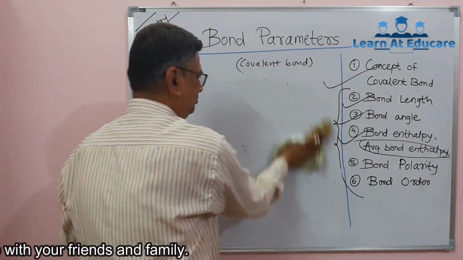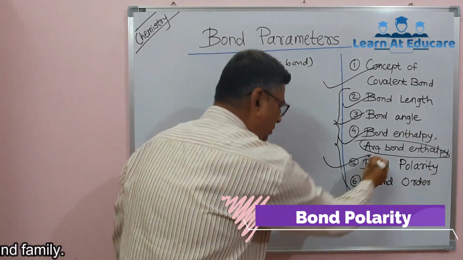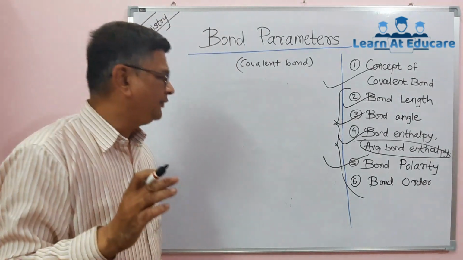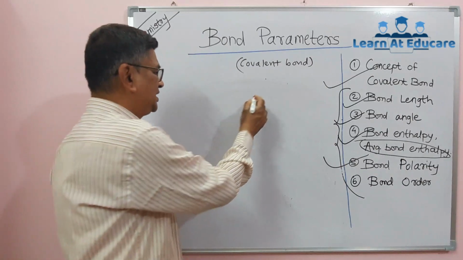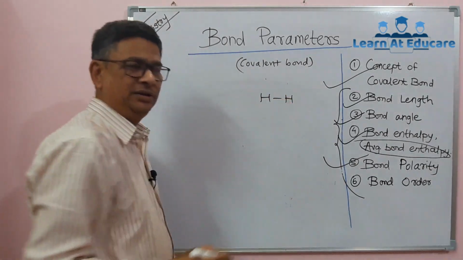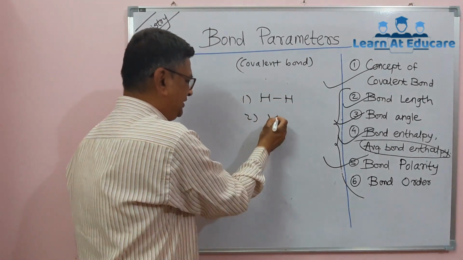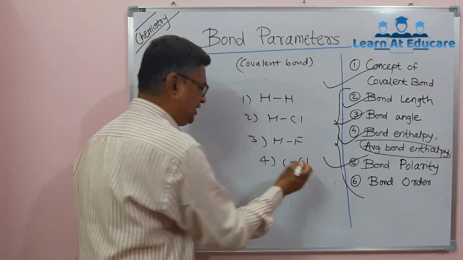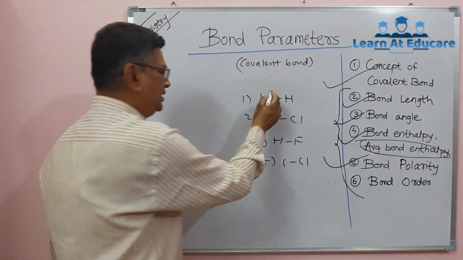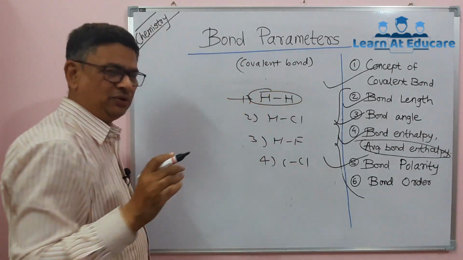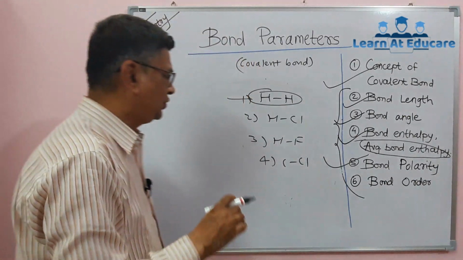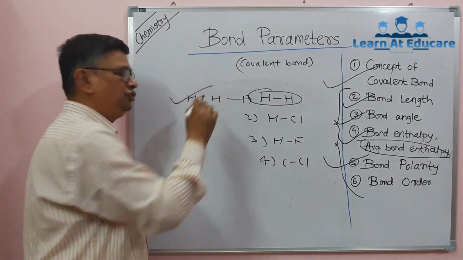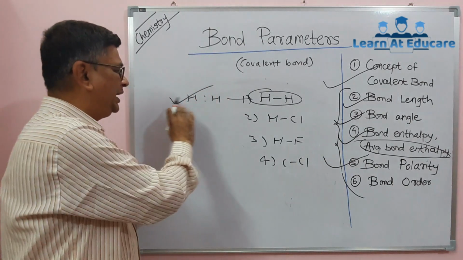The next is bond polarity. Bond polarity is the property of a covalent bond that decides its ionic character. Take a few molecules that I am going to write: H2, that is H-H, this is HCl, this is HF, and this is C-Cl. In the first example, there are two hydrogen atoms. As we know, they have the same electronegativity, so here the shared electron pair is exactly in the middle, and this is called non-polar, meaning no polarity there.